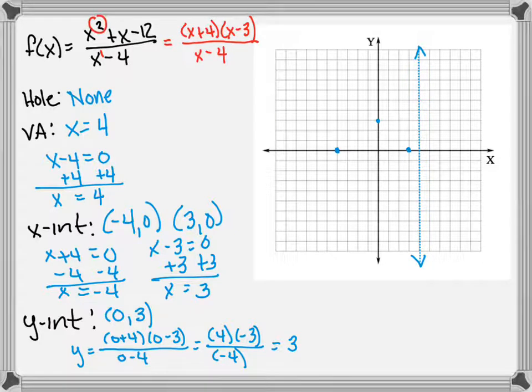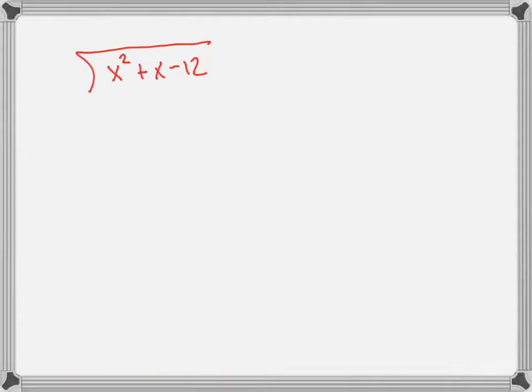Let's look at degrees. We have a degree of 2 in the numerator and a degree of 1 in the denominator. So the degree of our numerator is 1 more than the degree of the denominator. So for our horizontal asymptote, we will need to divide. Sorry, we don't have one because the degree of the numerator is 1 more than the degree of the denominator. We will have an oblique asymptote, and that is what we need to divide for. So we're dividing x squared plus x minus 12 by x minus 4.